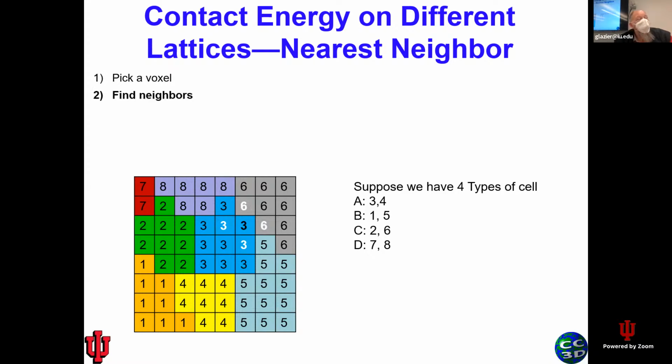And now I look at its nearest neighbors. I'm going to just look at its nearest neighbors for the moment. Its nearest neighbors are here. I have two neighbors of type 3. Well, there's no boundary between the cell and itself, so that has an energy of 0. But I have two neighbors that are of type 6. So I have to look in my table. Cell 6 is of type C. So I have 2 units of boundary between A and C. So I have 2 times JAC.